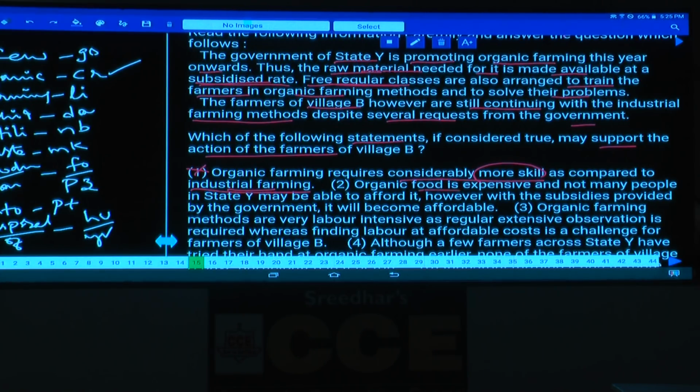Organic food is expensive, and not many people in state Y may be able to afford it. That means these farmers fear that there won't be any demand for their product because the prices are higher. However, with the subsidies provided by the government, it will become affordable. Now, in the first case, maybe it is not affordable. After the government has given these subsidies, it can be affordable. And the affordability case is also ruled out because it can be made available with the subsidies. Hence, it cannot be the reason, isn't it?